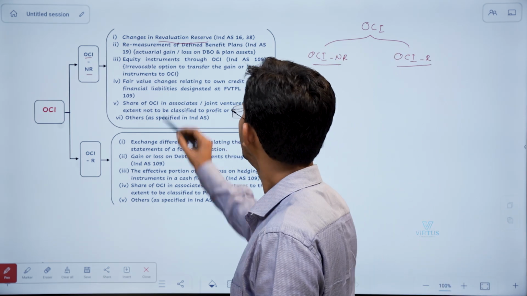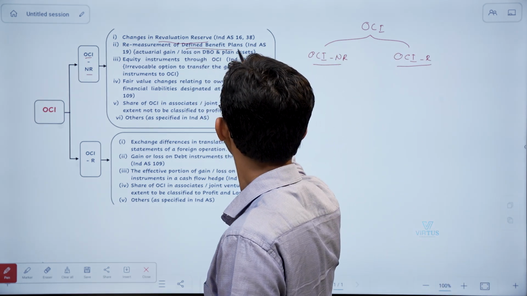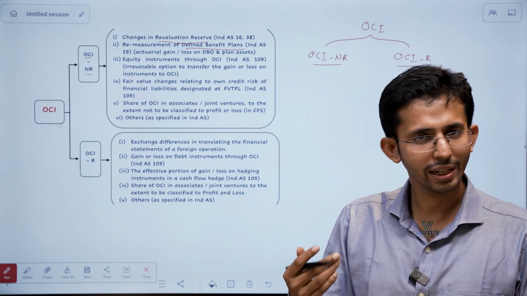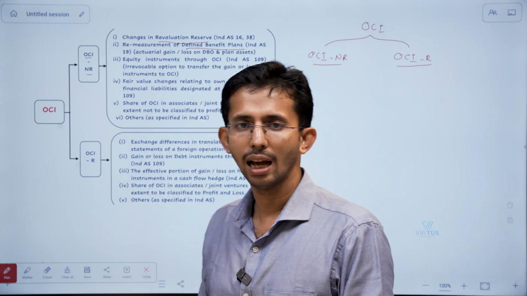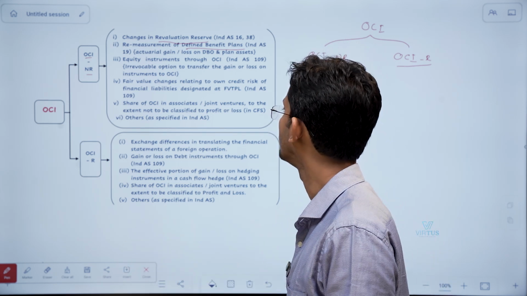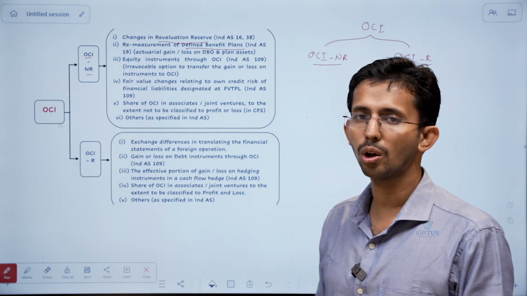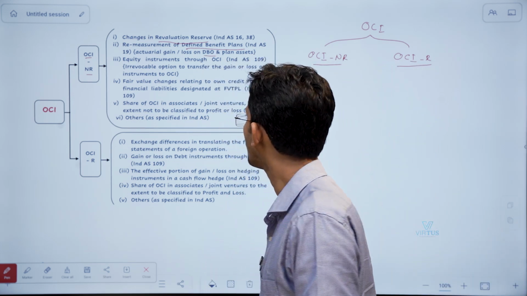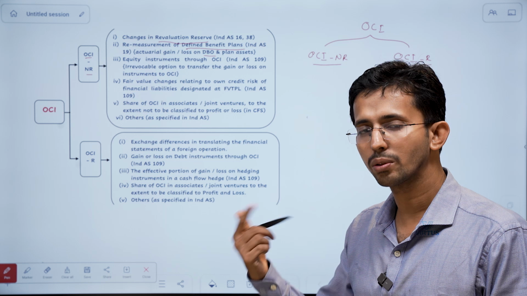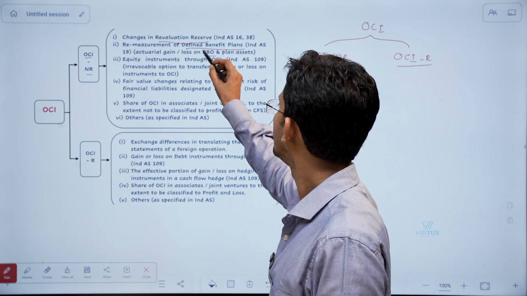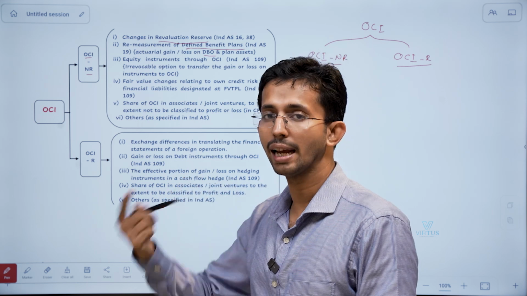Then the second item, remeasurement of defined benefit plans. That is IND AS 19. This is the item which we saw in the previous video as an example for an OCI item. Actuarial gains or actuarial losses. Okay, so actuarial gain or loss on defined benefit obligations. DBO stands for defined benefit obligation, as well as there could be actuarial gains or losses on the plan assets. Again, we will deal with this in detail when we take up IND AS 19.